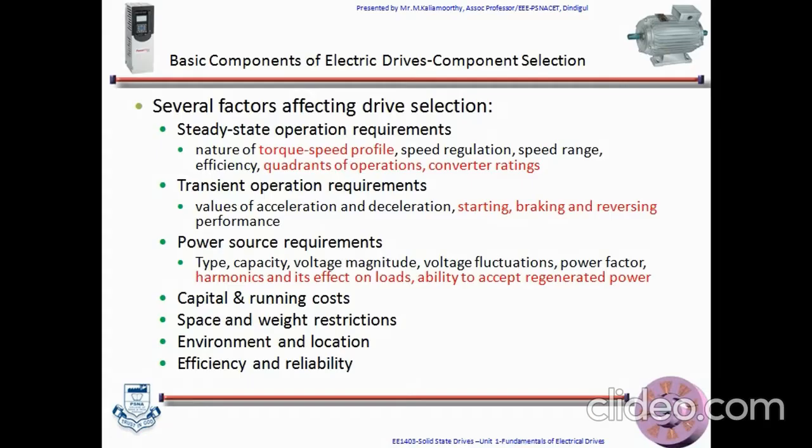Space and weight restrictions: whether the space and weight of the entire drive system is acceptable for the application or not. For example, in the case of an aircraft, there should be less weight and less space. And environment and location: environmental factors may also determine the motor type. Especially in the case of petrol bunks, as I told you already, I cannot use DC motors, because DC motors have sparking between the brushes and the commutator segments, which may disturb the entire environment. In that case, brushless DC motors are most suited. And efficiency and reliability also make an important point in drive selection.